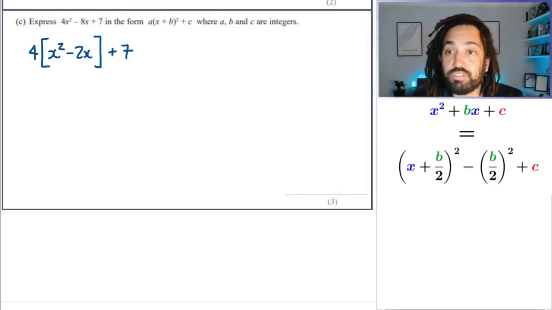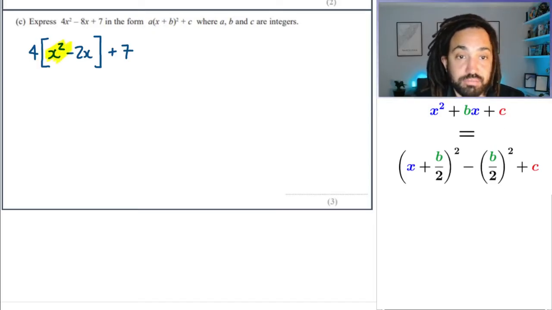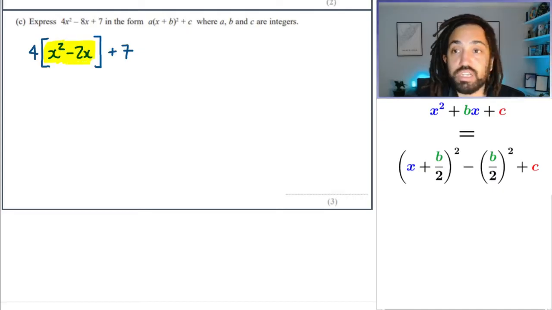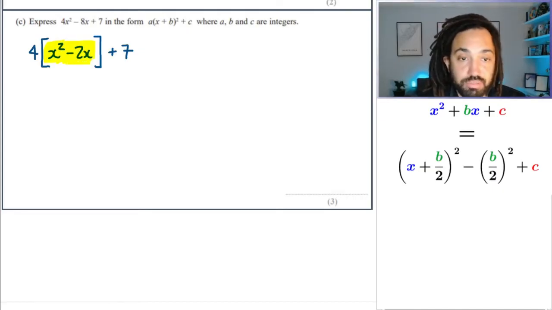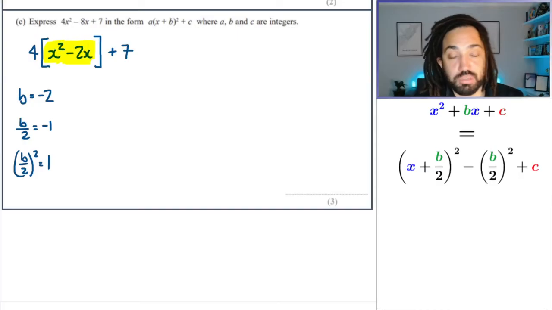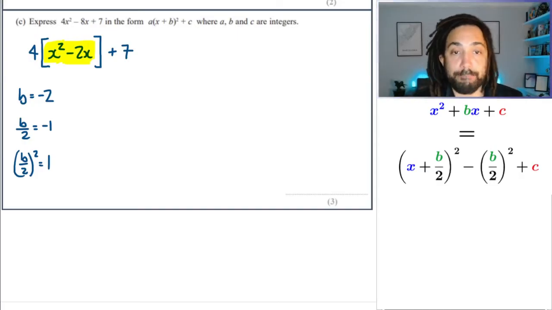Okay, so now we're going to focus on completing the square of the square bracket. So this part. What is the b term here? Well, the b term is the number of x's, which is minus 2. So then I do b divided by 2, which is minus 1, and then I square that, which gives me 1, because minus 1 times minus 1 is 1.